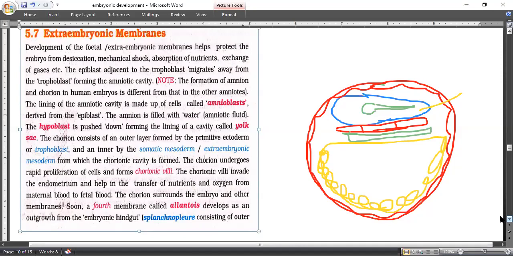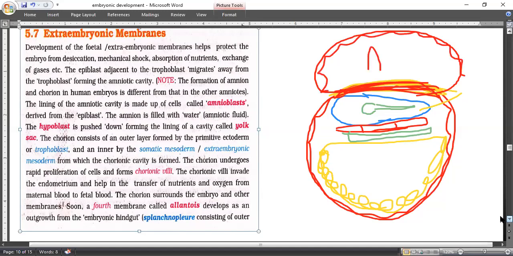The epiblast adjacent to the trophoblast, that area we have to point out. This is the area: epiblast adjacent to the trophoblast. I'll point with red. So this area, the epiblast adjacent to the trophoblast, migrates away from the trophoblast, forming the amniotic cavity. So we got it, the amniotic cavity. This is the amnion.